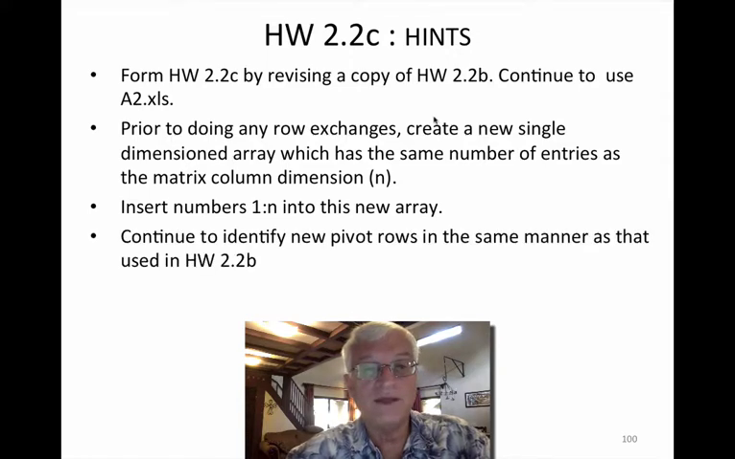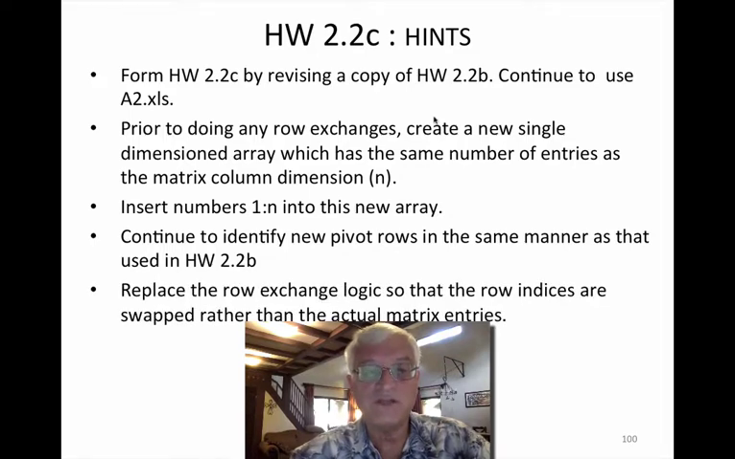Okay, you still go through and identify your new pivot rows exactly as you did in homework 2.2b. Remember, that was using the scaled partial pivoting. But don't do the row exchanges. Just find out where they're supposed to be. And what we'll do instead is we are going to exchange the row indexes instead of exchanging the actual data. So your logic for exchanging has to be the same. You're still going to use a temporary variable to store some value, and then you're going to clobber that position with a new value somewhere else in this linked list, and then you'll use your saved value to preserve it in the place that you pulled the old one out.